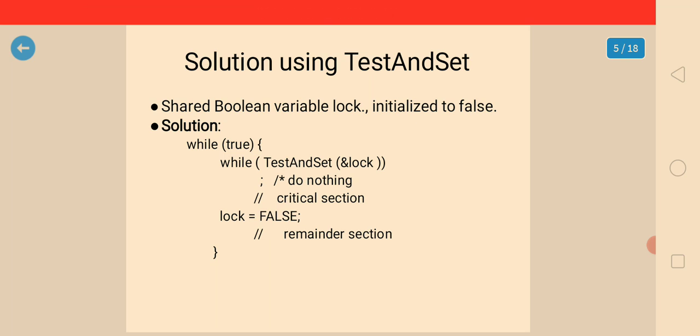Next is the solution using test and set. We use these two operations to solve the critical section problem in hardware. A shared boolean variable lock is initialized to false. While true, while TestAndSet(lock), do nothing. Then execute the critical section, and after that set lock equal to false, releasing it, and then take the remainder section.